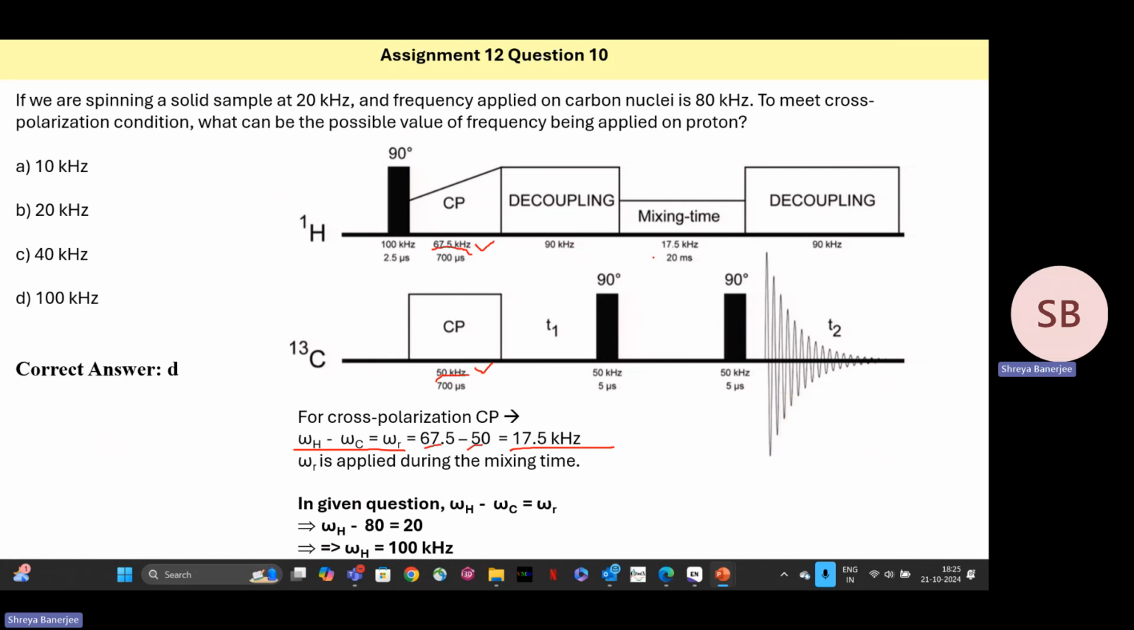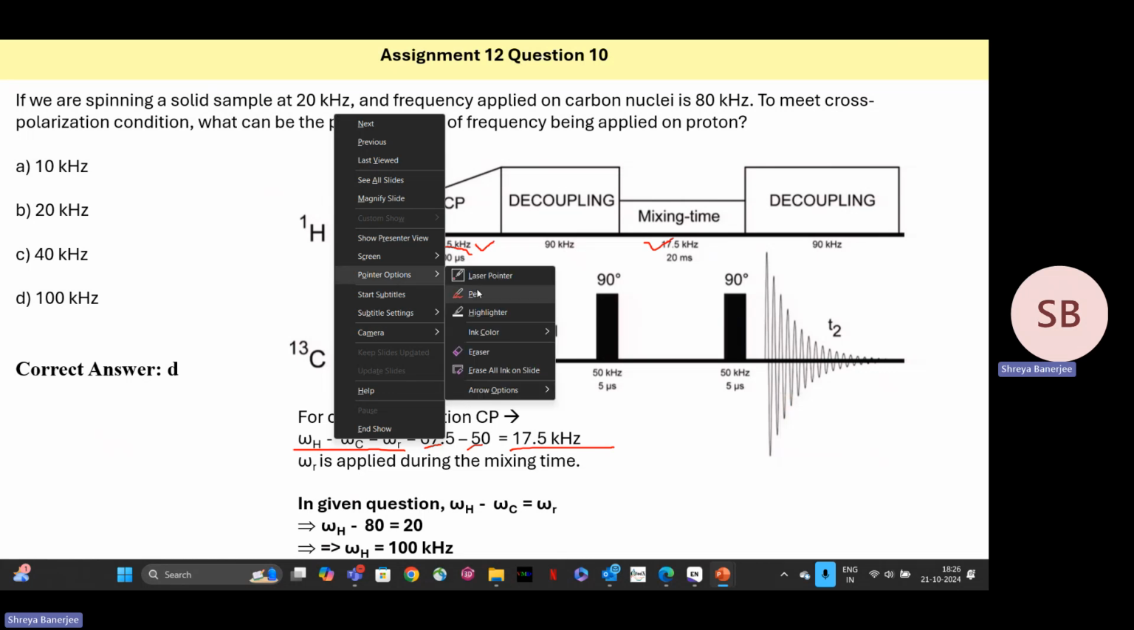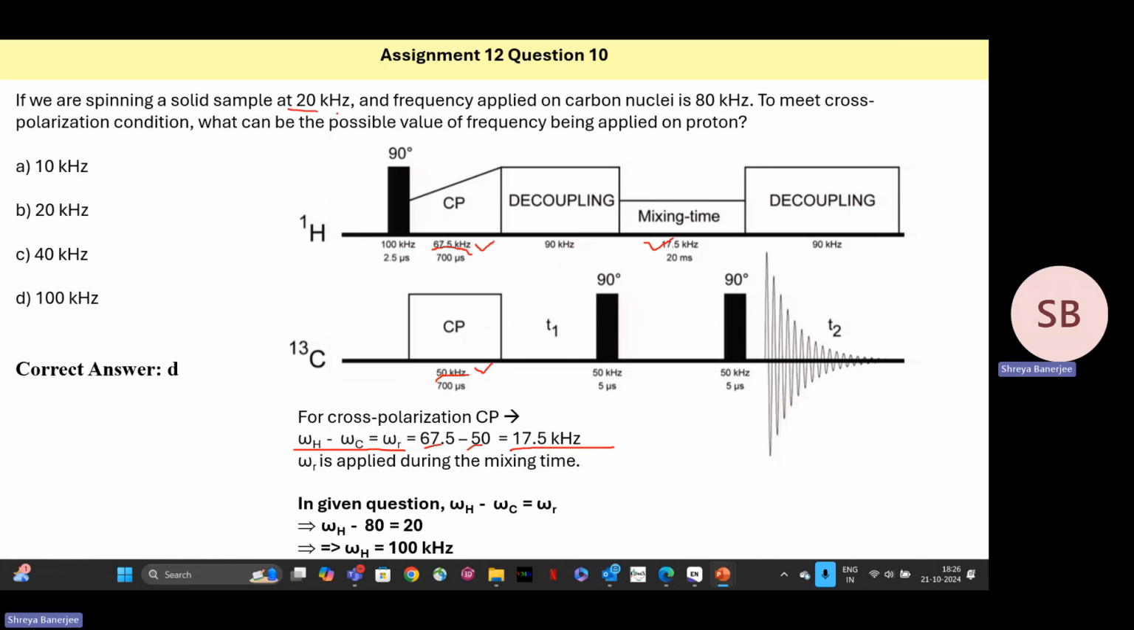This is the frequency that is applied during mixing time, because this is the time where you're mixing all the magnetizations to cancel out the anisotropic interactions. So 17.5 is what was applied at the mixing time. For our question, we'll again use the same formula. Omega h minus omega c is omega r. What is given in the question? Omega r is given. So this 20 kilohertz is the spinning frequency, omega r.